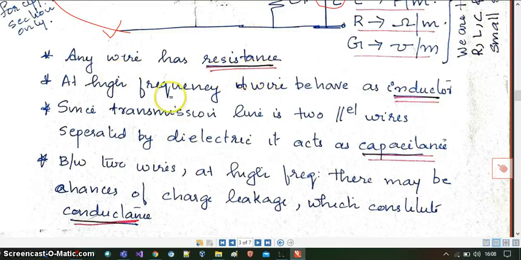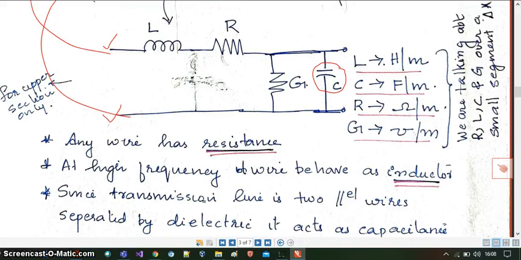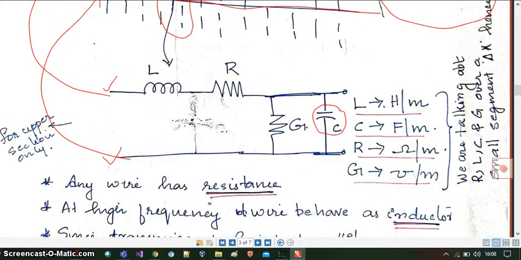Any wire has resistance. At high frequency, a wire behaves as an inductor. Since a transmission line is two parallel wires separated by a dielectric, it acts as a capacitance. Between two wires at high frequency, there may be chances of charge leakage, which constitutes a conductance. Hope it is clear how the equivalent circuit is drawn. Now one more point that you have to keep in mind is that the unit of L is not Henry, it is Henry per meter. Capacitance is farad per meter, resistance is ohm per meter, and conductance is mho per meter.